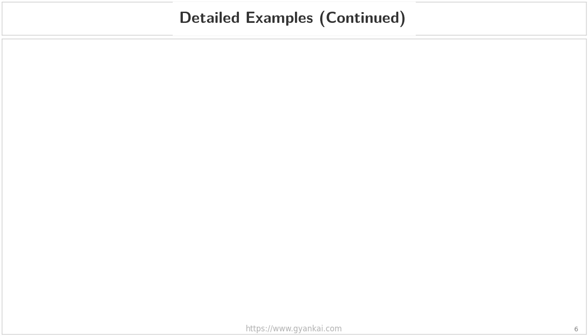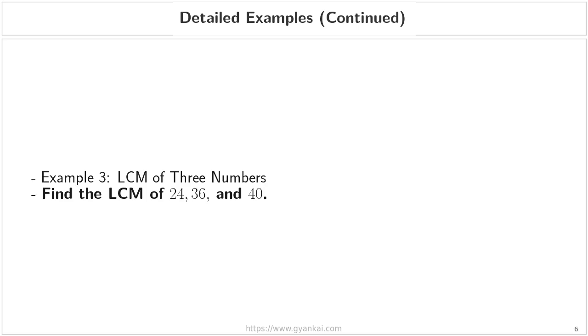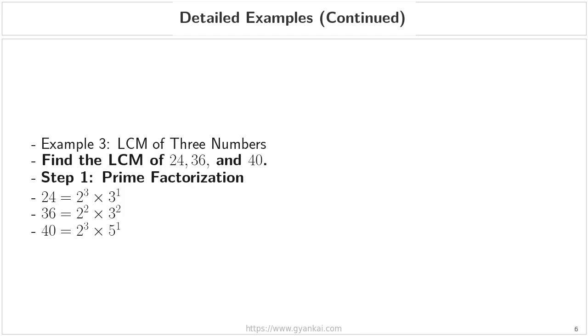Detailed examples continued. Now that we have mastered finding the LCM for 2 numbers, let's increase the challenge slightly. In this third example, we will apply the exact same systematic process to find the LCM of 3 different numbers: 24, 36, and 40. First, let's move to step 1, prime factorization.